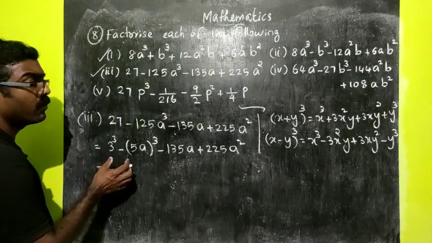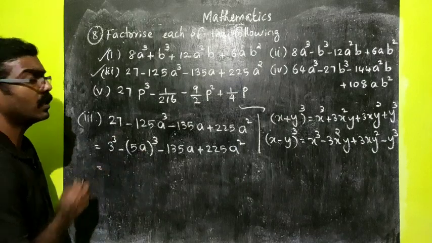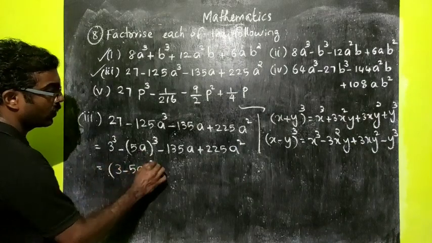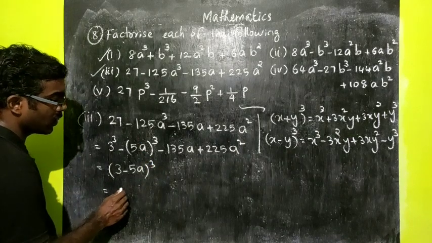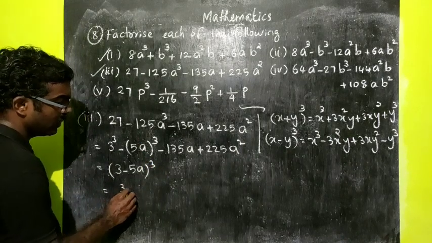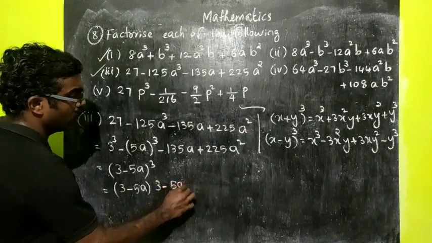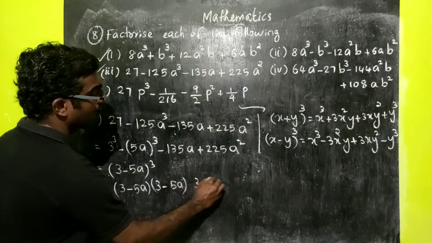So this is of the form (x − y) the whole cube. So (3 − 5a) the whole cube. And we can write it as the product of linear factors: (3 − 5a) into (3 − 5a) into (3 − 5a).